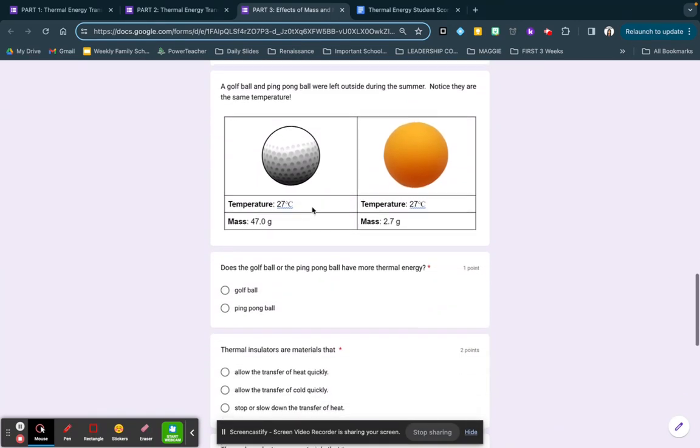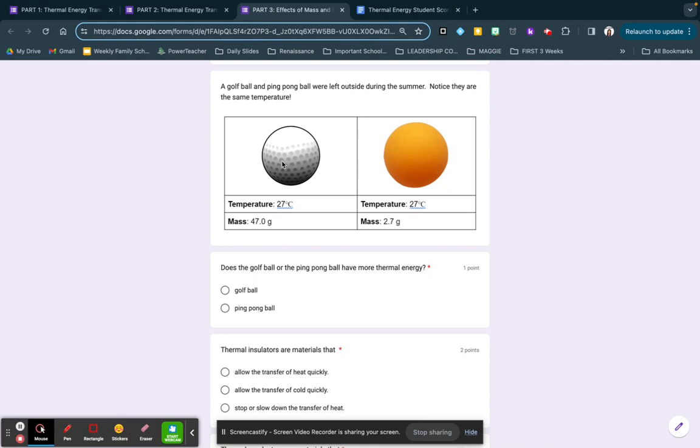All right. Here are two pictures. You have a golf ball and a ping pong ball. I don't know if you've ever held one. Ping pong balls are very light and hollow, and your golf ball, much heavier, much more dense, right? Okay, so a golf ball and a ping pong ball were left outside during the summer. Notice they are the same temperature, okay? So it's in Celsius, but at least you know that they're the same, right? So both of them measure 27 degrees Celsius, right? They're the same temperature. The golf ball has a much higher mass, right? It's 47 grams. If we put that on our teeny tiny scale in the classroom, it would weigh 47 grams.